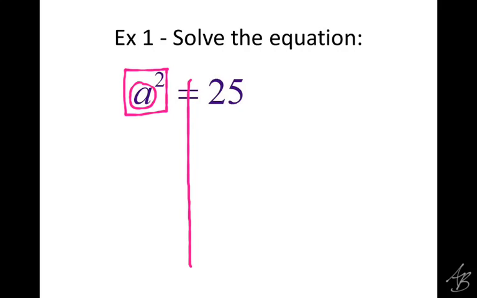So then the next step is to take the square root of both sides to get rid of the square. So I'm going to take the square root here, and why am I taking the square root?